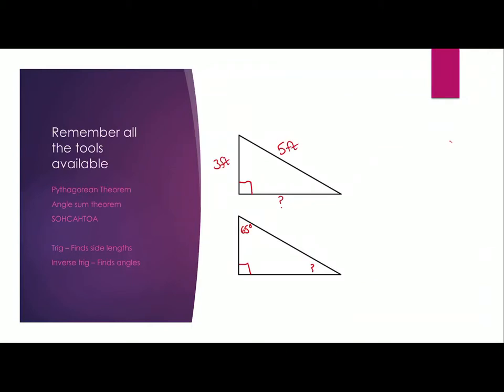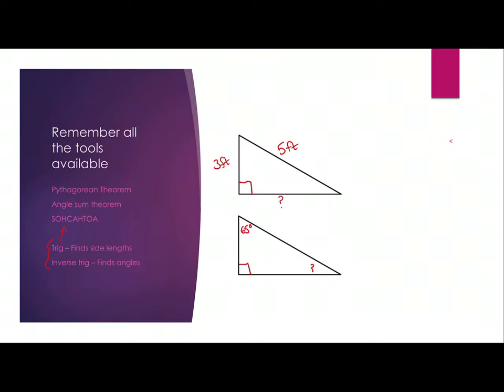We have the Pythagorean theorem, we have the angle sum theorem, we have SOHCAHTOA, which is the trig ratios. Then we have to remember that we use the trig ratios to find side lengths, but we also use inverse trig ratios to find angles. Those are actually underneath SOHCAHTOA. So we can find angles given side lengths, we can find all of this stuff.